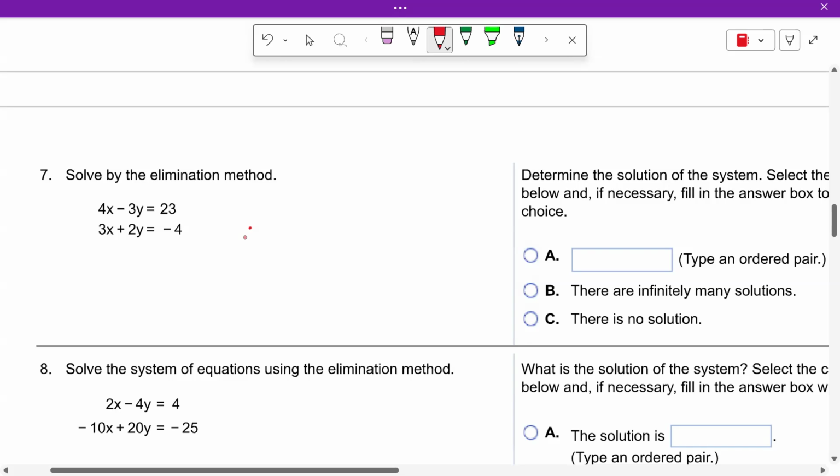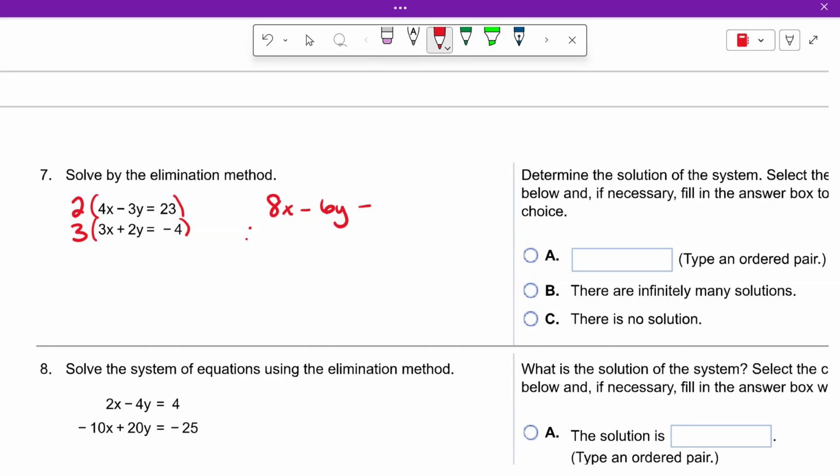Now, not every problem will be set up perfectly for you. See how the y's are opposite signs. I want to keep the signs opposite. So I want to multiply the top row by 2 and the bottom row by 3. By multiplying this by 2 and this by 3, we get negative 6y here, positive 6y here. They'll cancel when we add. So 8x minus 6y equals 46. And then 9x plus 6y equals negative 12. We add, 17x equals 34.